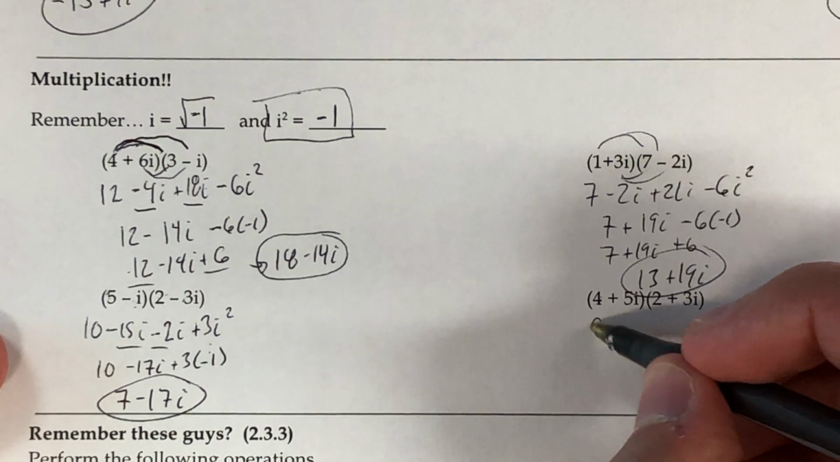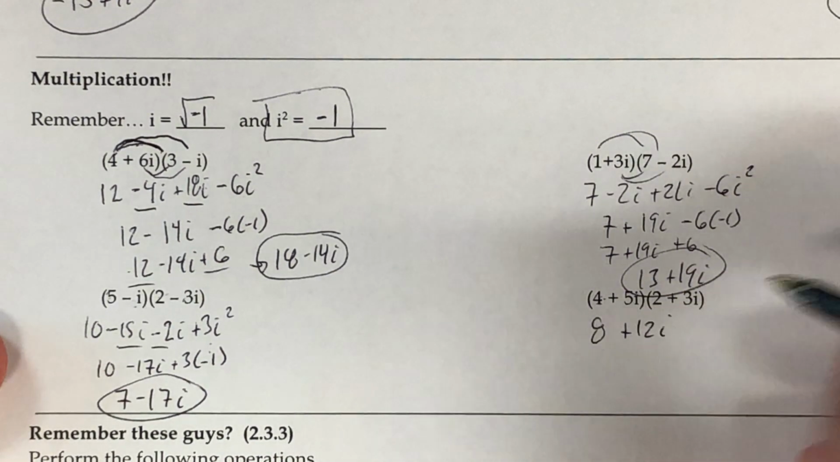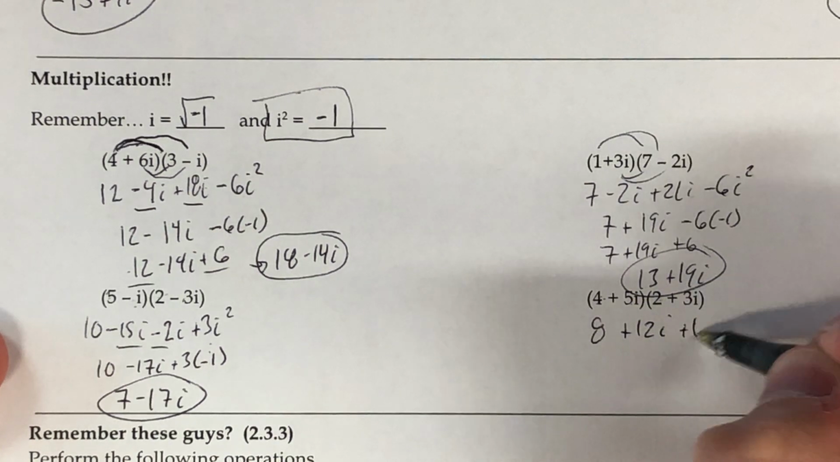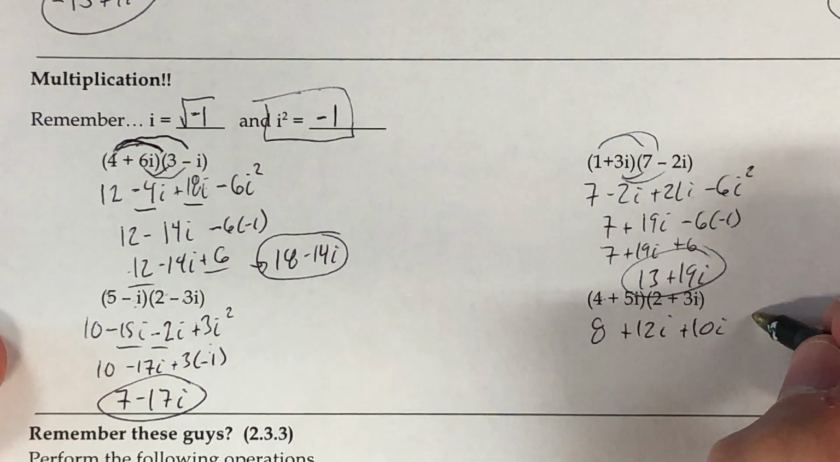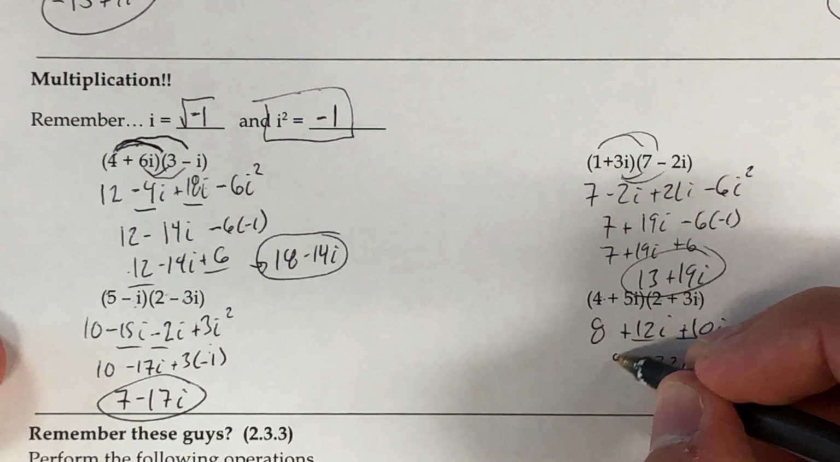Over here, 4 times 2 is 8. 4 times 3i is 12i, sorry. 5i times 2 is 10i. 5i times 3i is 15i squared. Combine like terms there to get 22i.